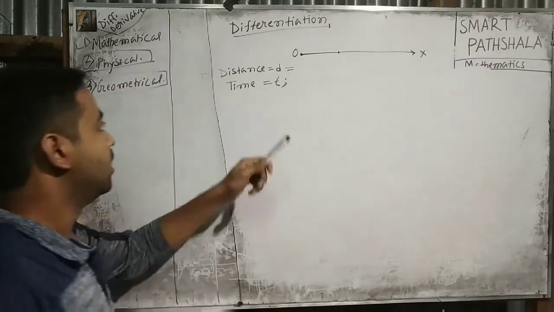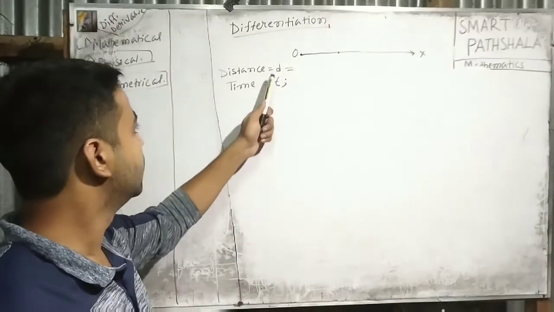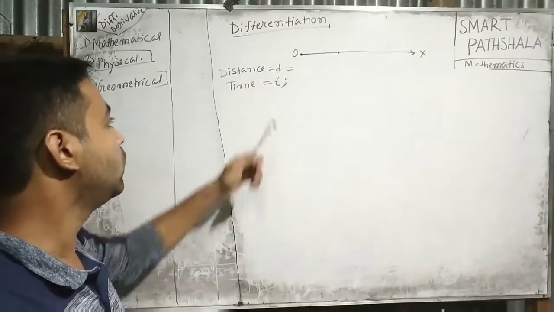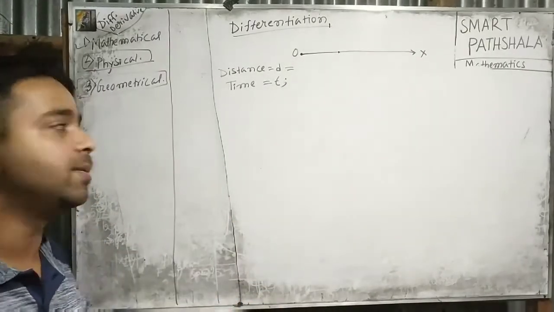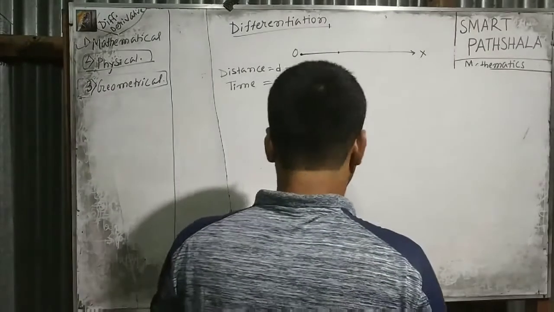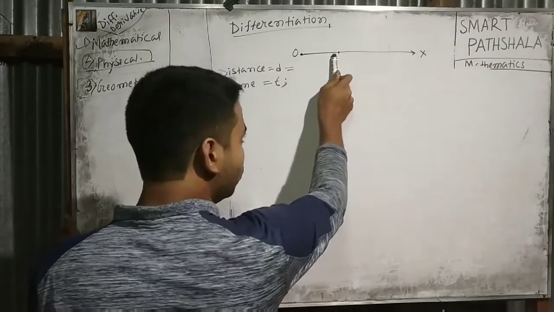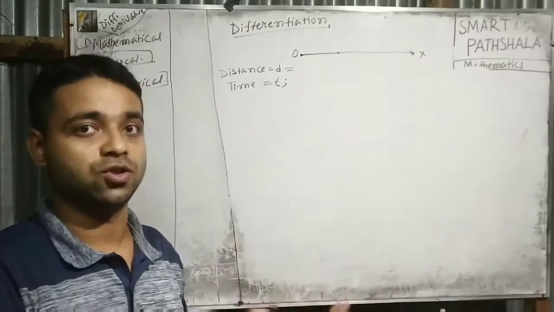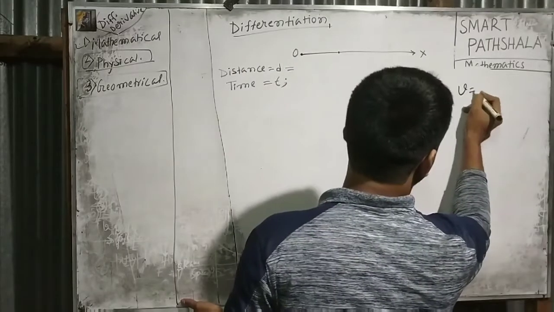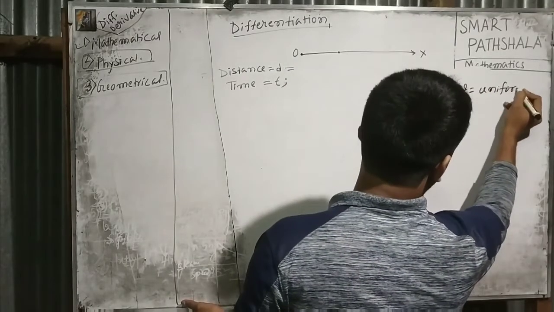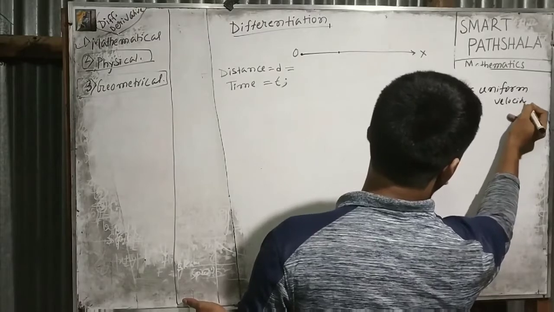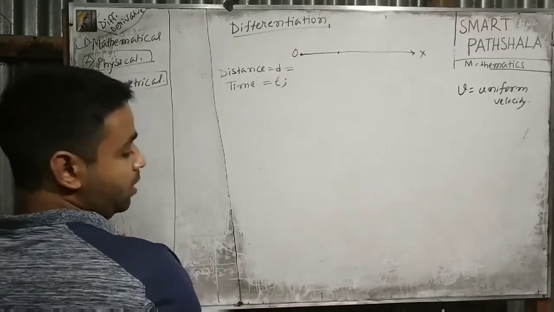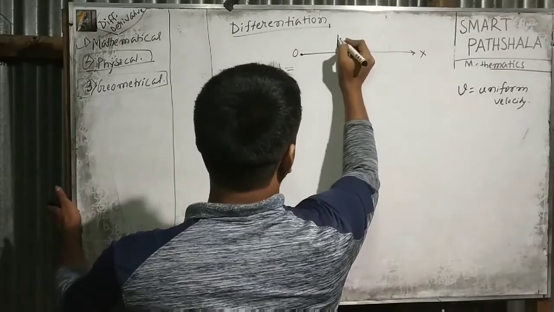Now, I want to ask you a question. Which one is the dependent variable here? Obviously, d is dependent on time, because time t is the independent variable. The amount of distance I go is totally dependent on the amount of time I travel if I have a uniform velocity, right? If you maintain a velocity v which is uniform velocity, okay? Now, suppose this is at a certain point P.